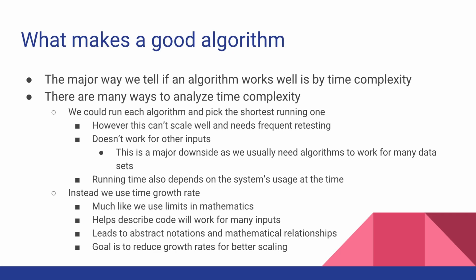So we need to make sure that our algorithms work for most situations, and if we only test a certain number of values, we have no guarantee that for a different data set, another algorithm might not be better. So when we pick our algorithms by time complexity, we need to pick the right form of time complexity. This means the time growth rate, because running time depends on system usage and the input set. Growth rate does not. Growth rate is like limits in math.